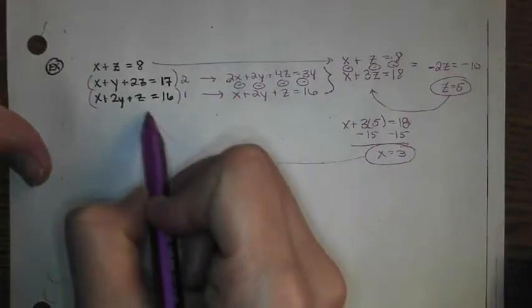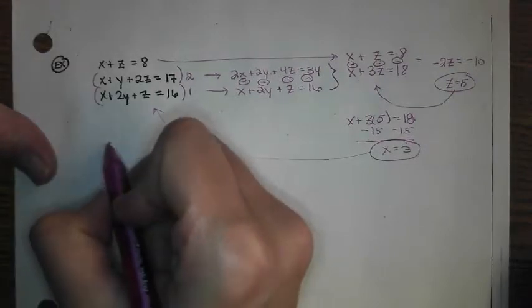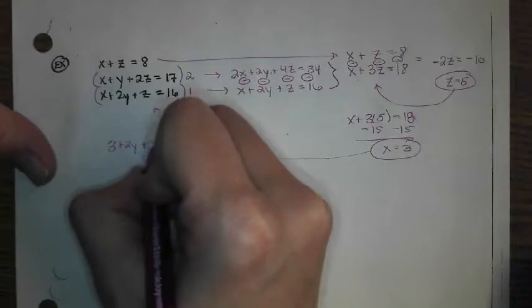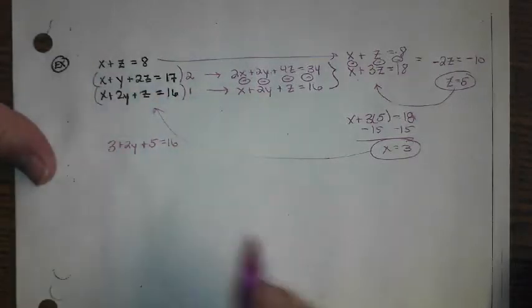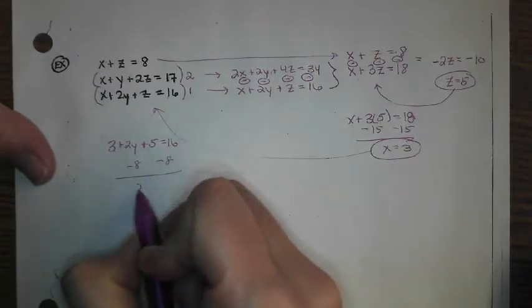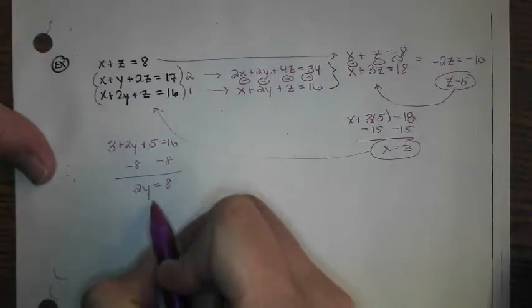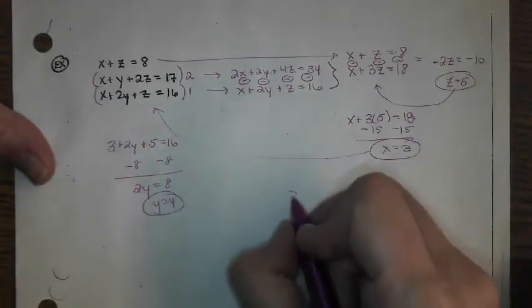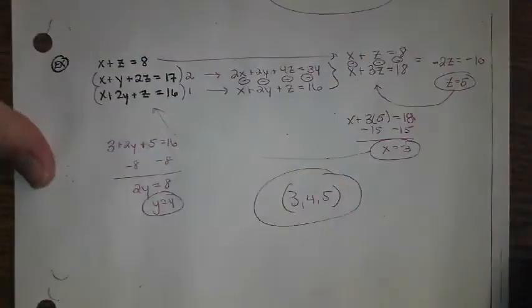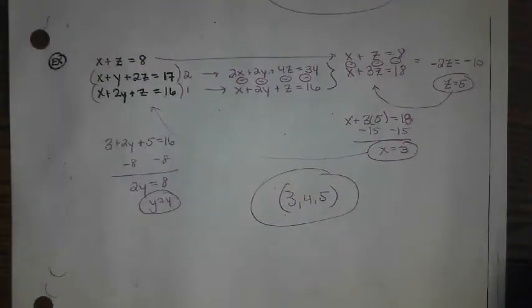And then bring both of them back to the original. 3 plus a 2y plus a z of 5 equals 16. That's 8 total, so I'm going to subtract 8 from both sides. And y equals 4. Any questions on that?